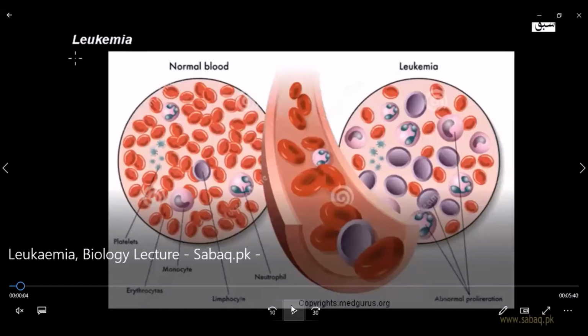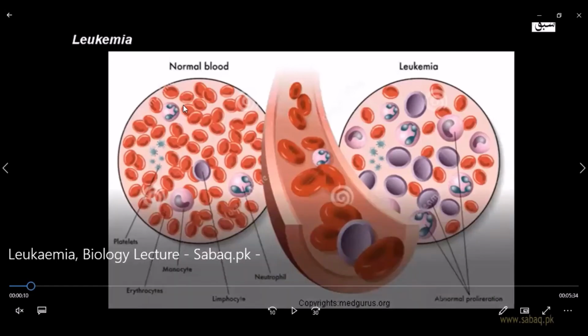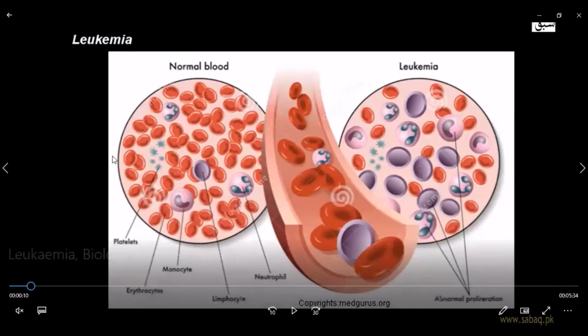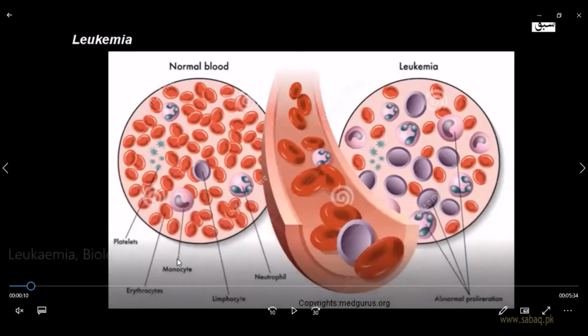Now here is leukemia. As you can see in the picture, this is the internal structure of your normal blood, and this is the leukemia. You can easily see the difference: normal blood shows more RBCs and leukemia shows more white blood cells, which are of different kinds. Here you can see you have platelets as well. You have erythrocytes, monocytes, neutrophils, lymphocytes. Erythrocytes are the red blood cells, while monocytes, neutrophils, lymphocytes, basophils all fall under the category of white blood cells.